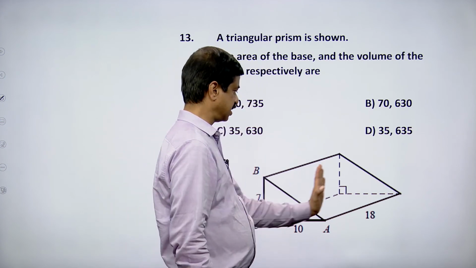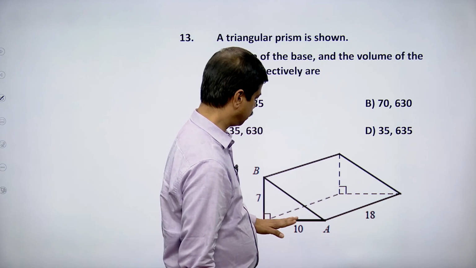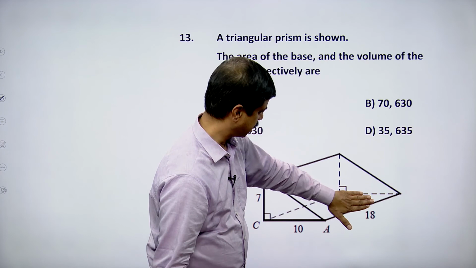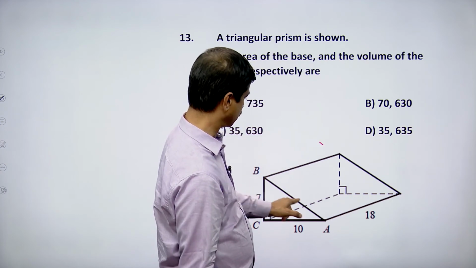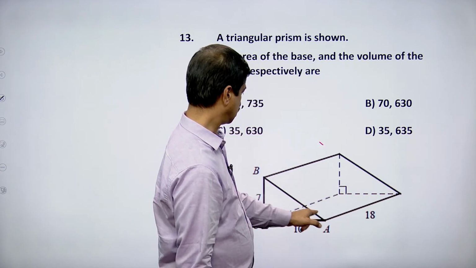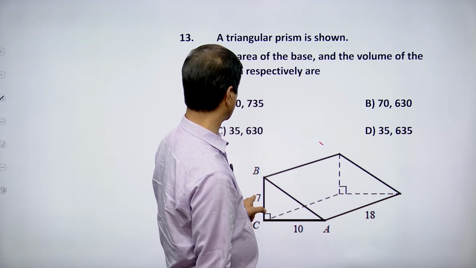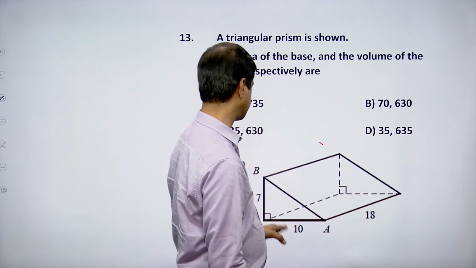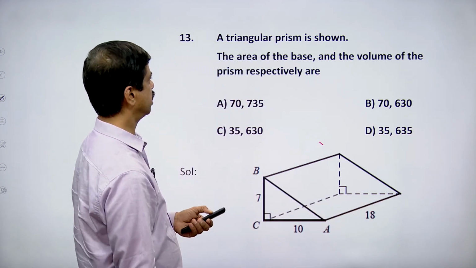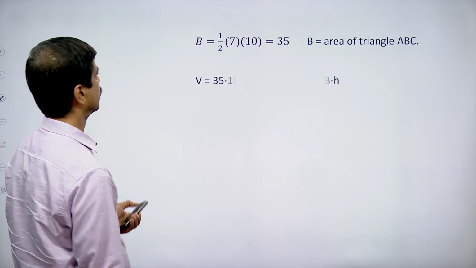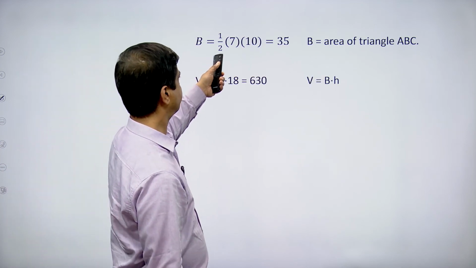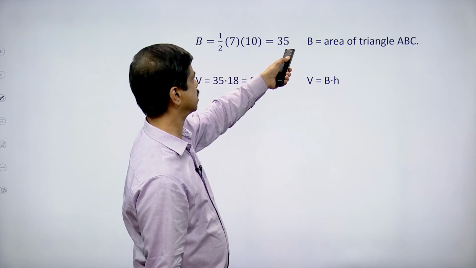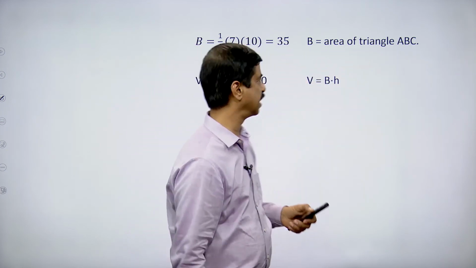Behind it is a rectangle. This face is also a rectangle. This is a slant, so you can also find it as root of 10 square plus 7 square. The height is known, and the length and breadth are known. Now he is asking you to find the volume. So what is the volume? Half into base into height for the triangle. So you will get 35, that is the area of the triangular base.